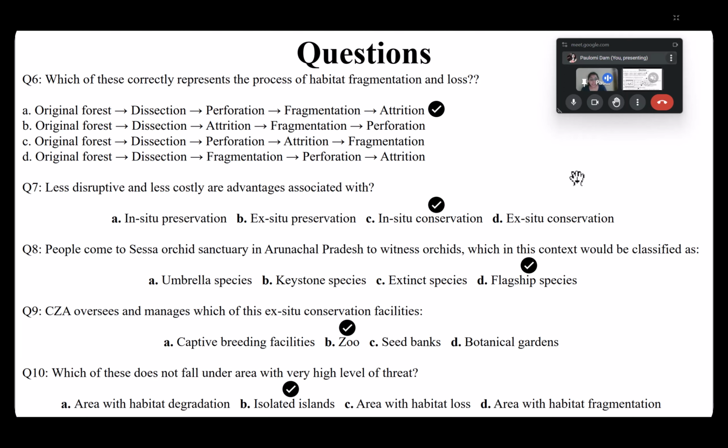Lastly, which of these does not fall under area with high level of threat? So area with degradation, area with habitat loss, area of habitat fragmentation are areas where you have high level of threat. Isolated islands lead to a small population problem, but they are not high level of threat as such, right?